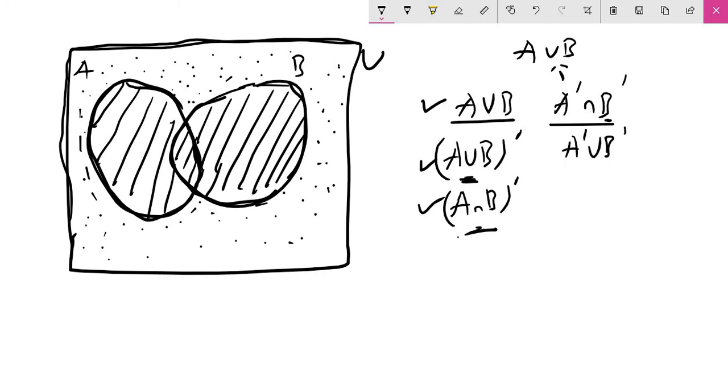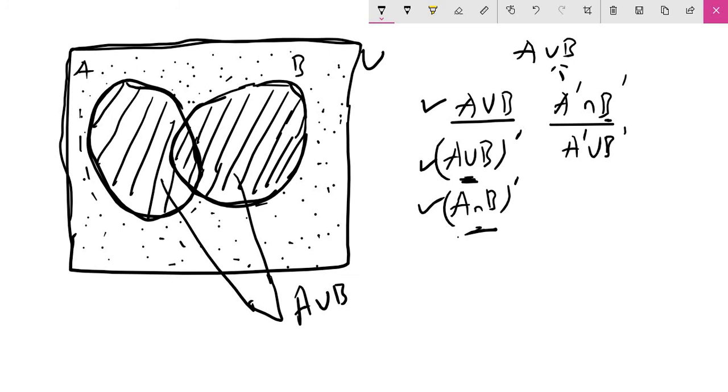Oh no, I just made a mistake. Sorry about that. Okay. This area that I shaded, that in fact is A union B. But the dotted region is A complement intersection B complement. So the dotted region is actually A complement intersection B complement, not this.